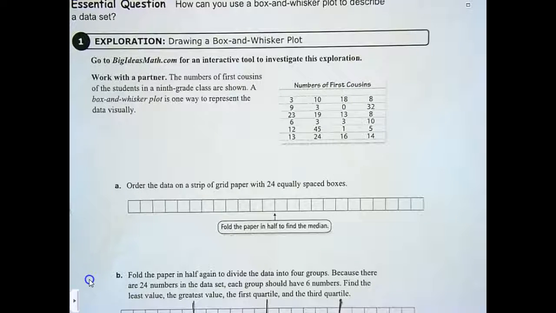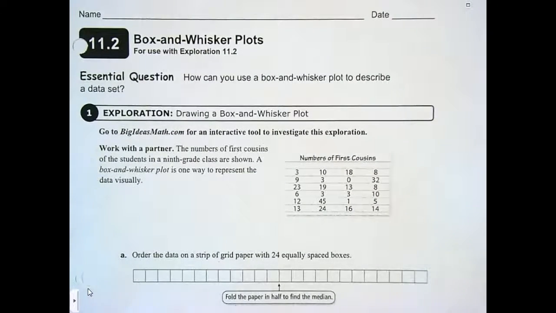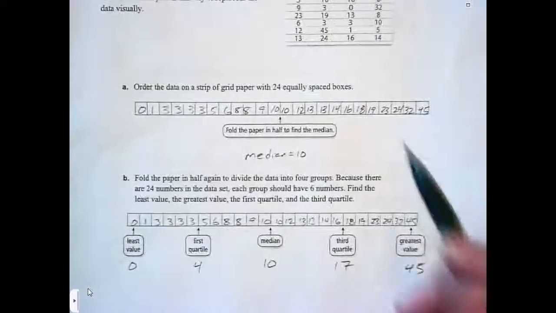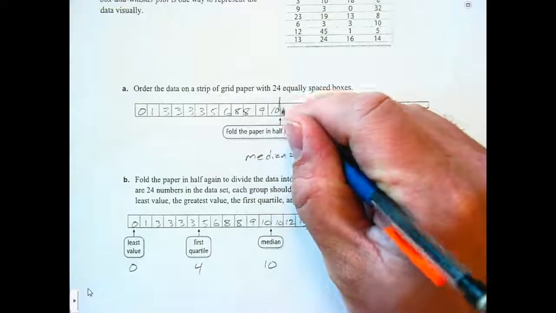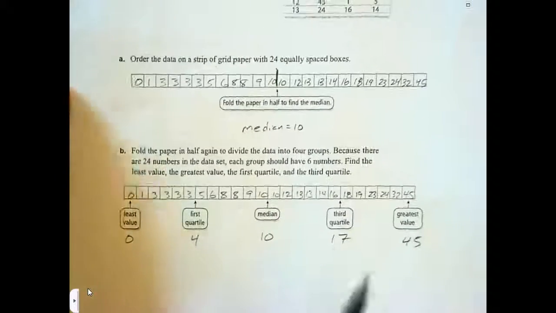Cool, box and whisker plots. See how we did here. Okay, first piece, put our data in order. Notice once you put the data in order and you have the halfway point, that is your median. Okay, there are five different numbers that we're going to use when we're making a box and whisker plot, and this exploration kind of highlights those numbers.